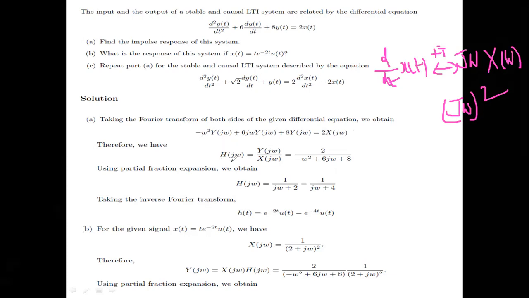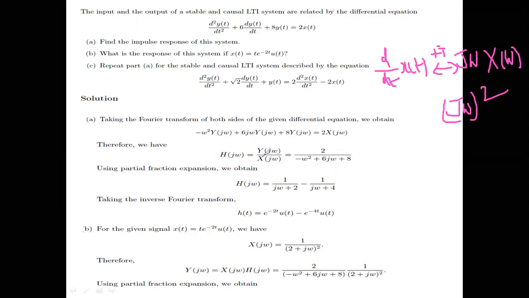We already know, in yesterday's class I told, that h of omega is a ratio of the output function to the input function. Output is y and x is the input function. So h of omega is 2 by, and y of omega you can take common, minus omega square plus 6 j omega plus 8.